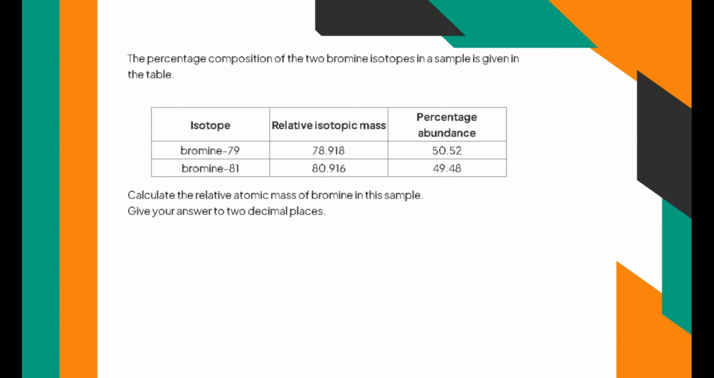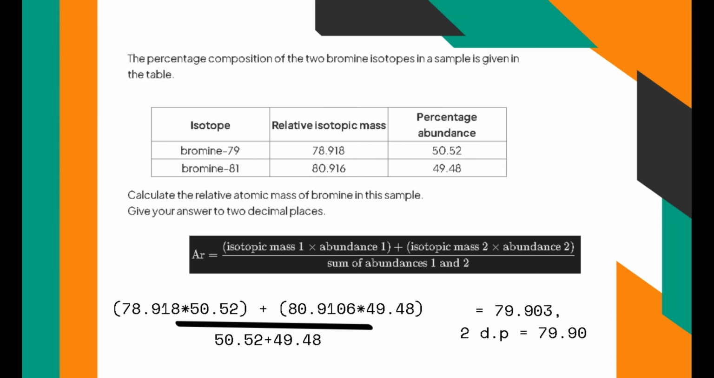Alright, so if you remember, the formula for atomic mass is the mass of isotope 1 times its abundance plus the mass of isotope 2 times its abundance, divided by the sum of the two abundances, which is 100. Now put all the numbers in the formula. So 78.918 times 50.52 plus 80.916 times 49.48, divided by 50.52 plus 49.48. You'll get 79.903. The question asks for 2 decimal places, so it will be 79.90.